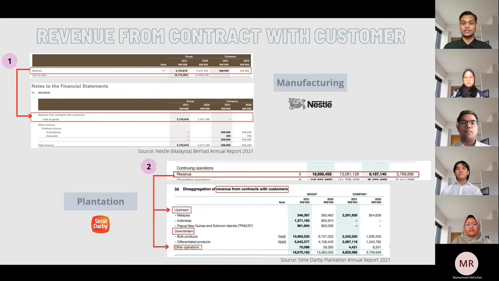For the plantation industry, we select Samdabi Plantation Berhad to show the revenue from contract with customers. Basically, Samdabi Plantation Berhad makes a disaggregation of their revenue from contract with customers. There are two main revenue streams that this company generates from, which are sales of agricultural produce with refined palm oil related products and also rendering of services, which is provision for freight, tolling, and other services.